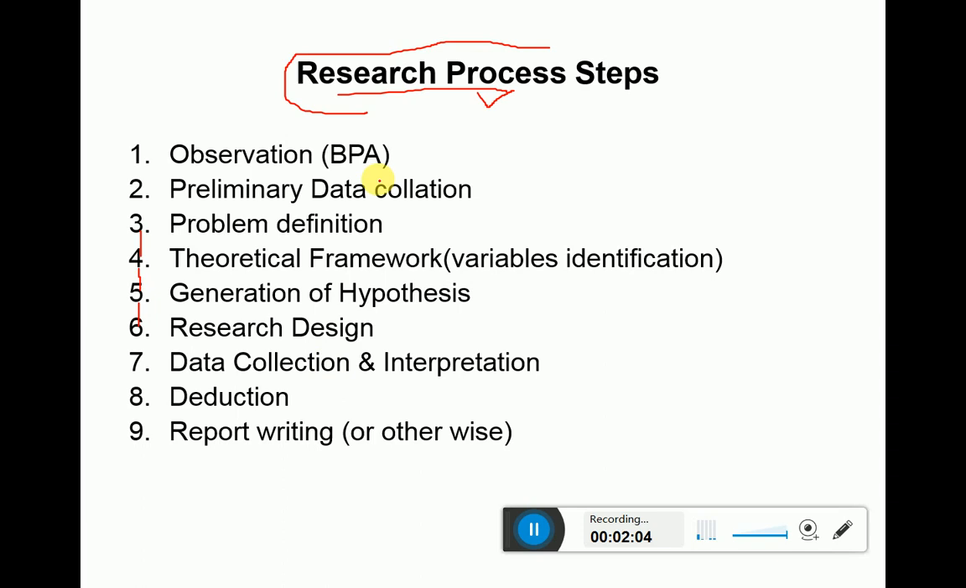There are a few steps in the research process. Number one is observation, the BPA, broad problem area. This is the initial step where we study the different areas of interest. Then the next is preliminary data collection, and next we have problem definition, theoretical framework or identification of variables, then the hypothesis step. Next is the research design step. Next, the data collection and interpretation step, the conclusion, and the last, writing up the report. Later on, we will discuss all the steps in detail.